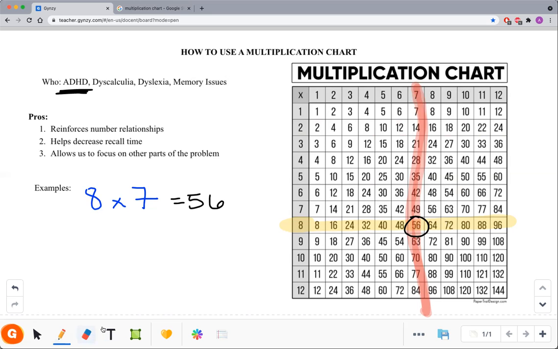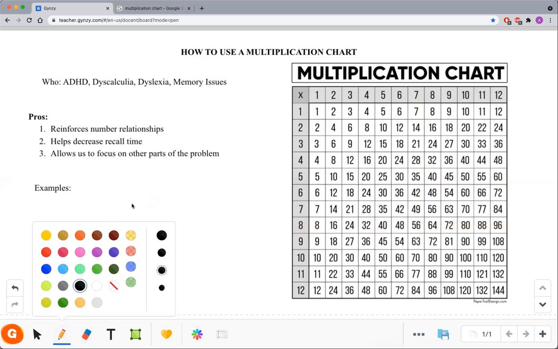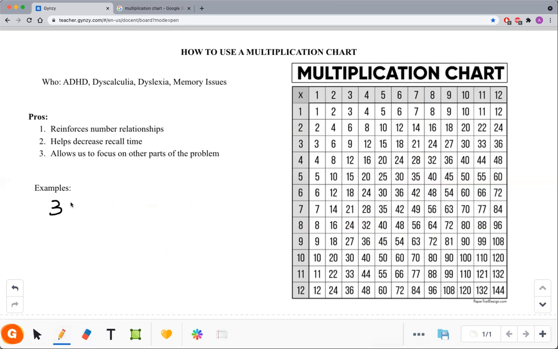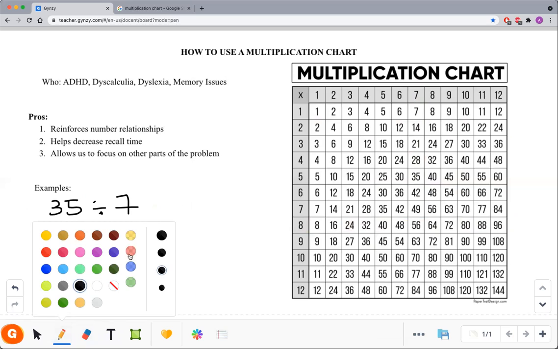But the multiplication chart can do so much more than just multiplying. It can help us with division. So we use it to divide. So let's say we want to know what 35 divided by 7 is. So you go to the 7 row or column. You always want to do it the same way each time. So I usually like to start with rows.